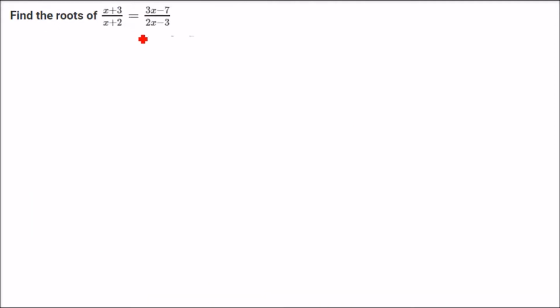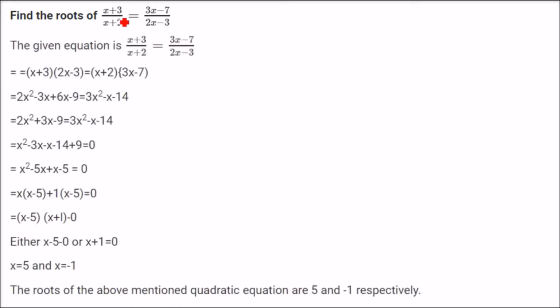Now x plus 3 by x plus 2 equal to 3x minus 7 by 2x minus 3. Just multiply them. X plus 3 and 2x minus 3 and x plus 2 and 3x minus 7. You will get this equation. Just rearrange this. You get x square minus 5x, eventually it will be, let me write it, x square minus 4x minus 5.